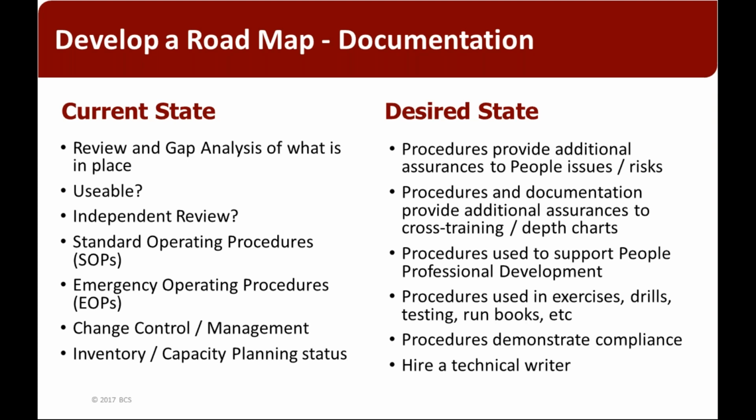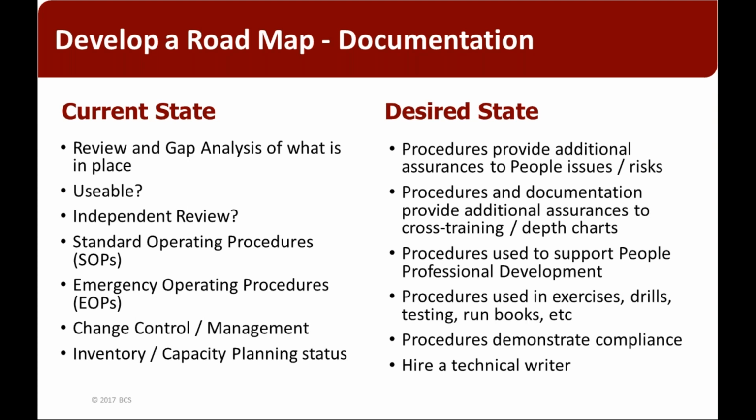Take a look at your standard operating procedures and your emergency operating procedures. And when you're doing change control, change management, or CABs, change advisory boards, whatever you call them, how is that involved, and is it a representative of all the stakeholders we talked about earlier, or is that a subset? And how current is your inventory and your capacity planning, so you're able, or not able, to expend some resources?